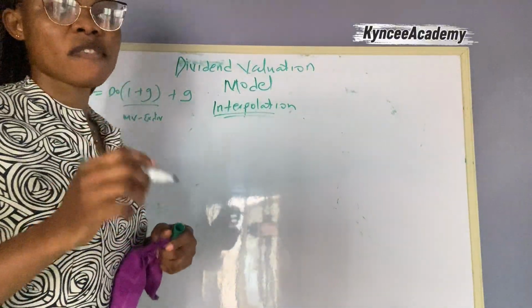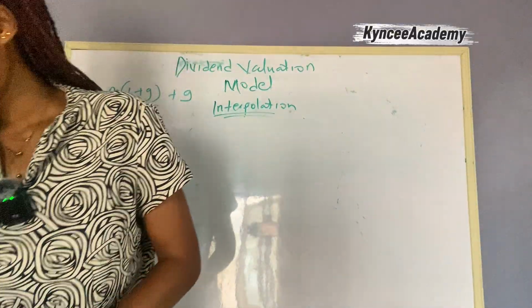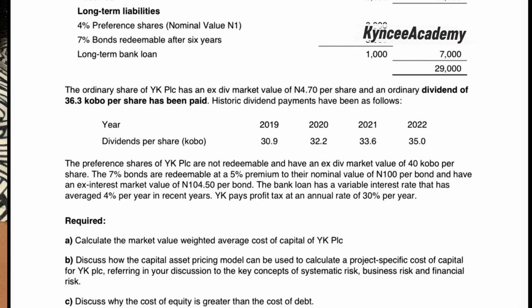So I'm going to be solving a question. The question says it's Inca PLC. So we're just going to go straight to the dividend valuation side. The ordinary shares of Inca PLC has an ex-dividend market value of 4.7 naira per share. An ordinary dividend of 36.3 kobo per share has been paid.